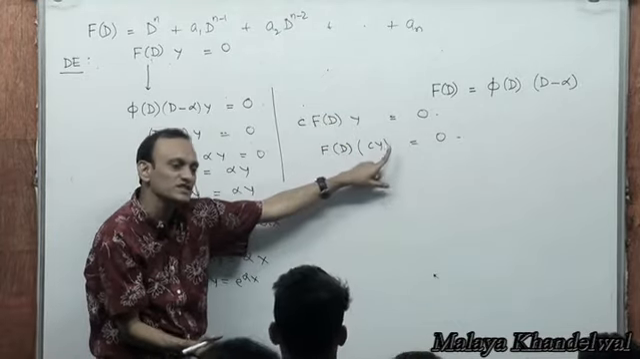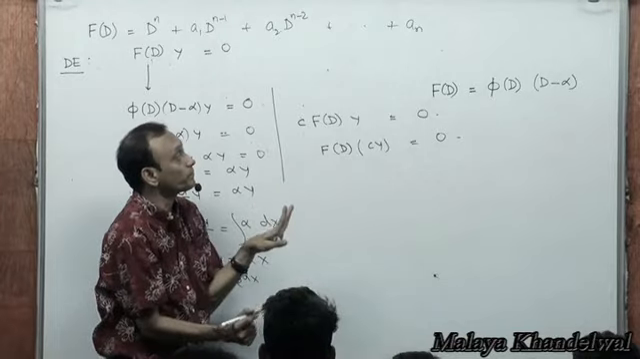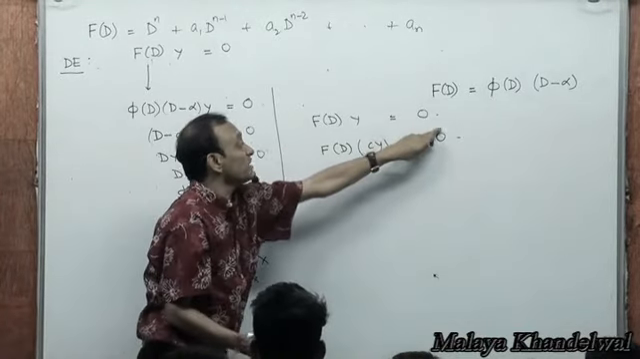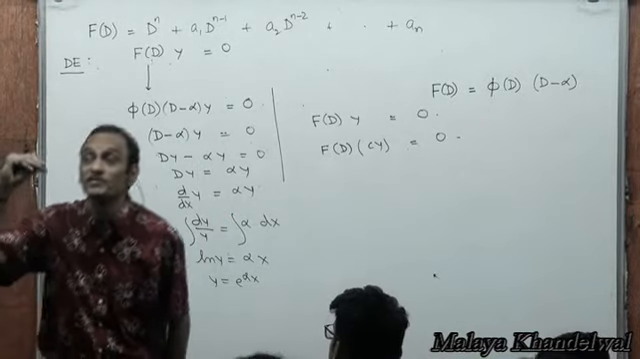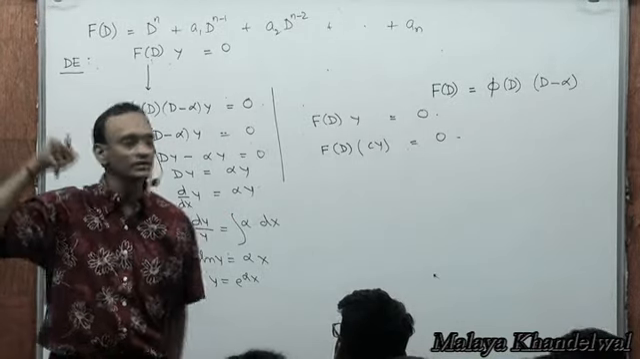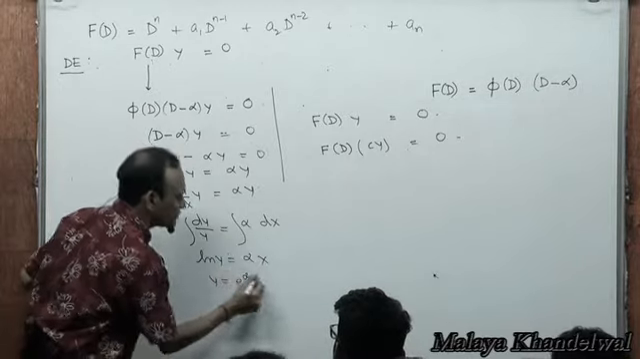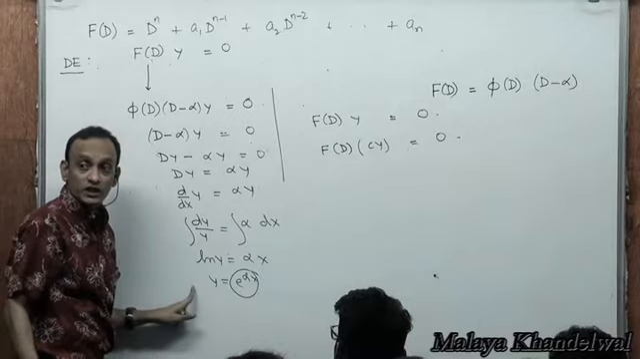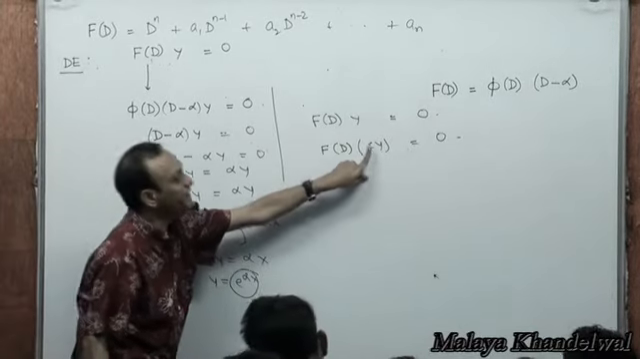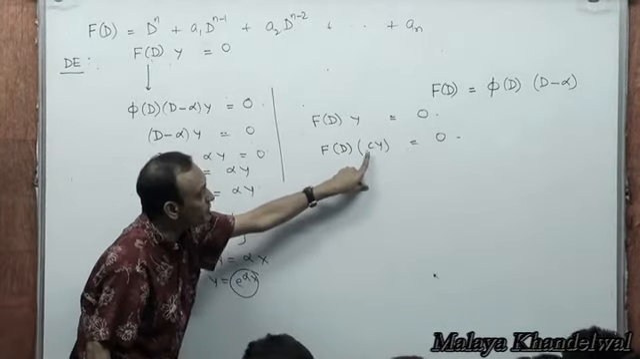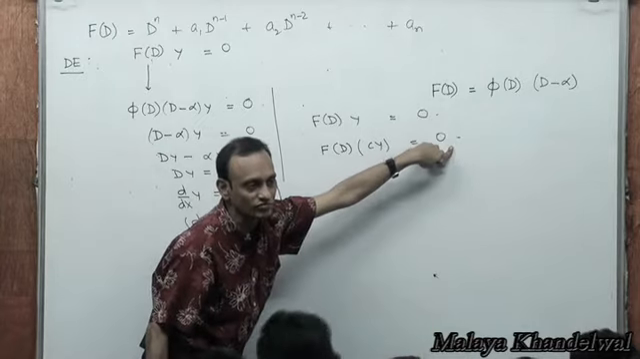So fd acting on cy is 0, which means what? fd acting on y is 0, fd acting on cy is also 0. That means if y is a solution, cy is also a solution to the differential equation. If this is a solution to the differential equation, c times this will also be a solution to the differential equation. fd acting on y is 0, it would also mean fd acting on cy is also 0.